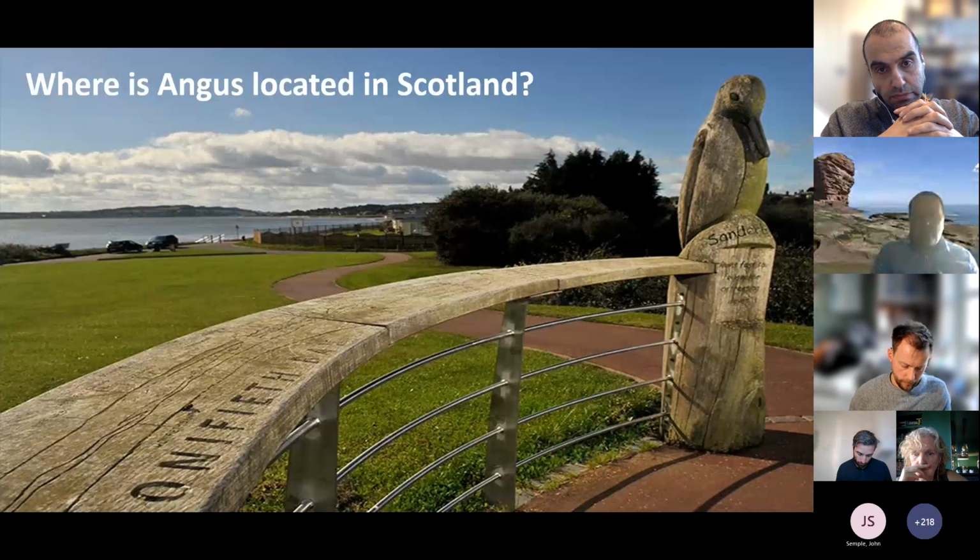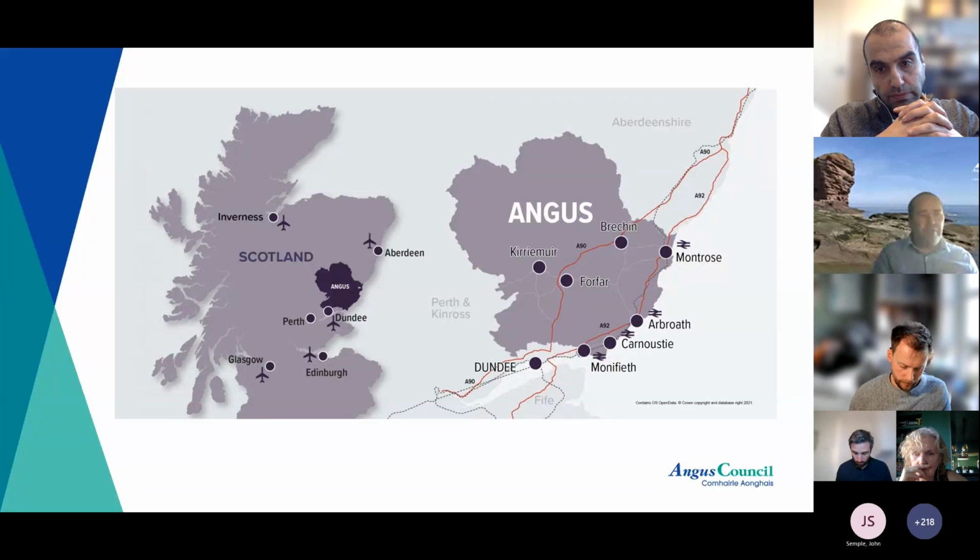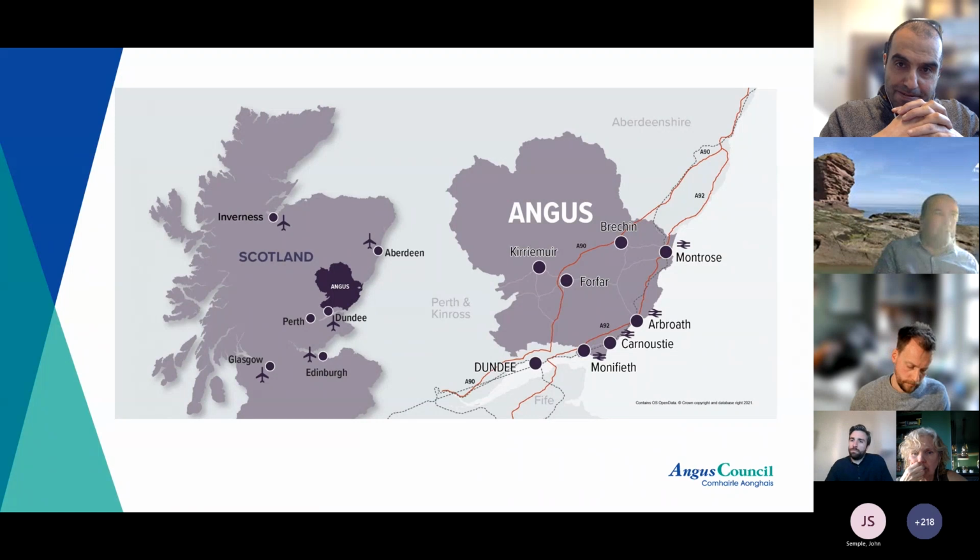For a lot of people who might not know where Angus is, we're located in the northeast of Scotland. We're sandwiched in between Aberdeen City, Aberdeenshire, Perth and Kinross and Dundee, and the Cairngorms National Park is one of our boundaries as well. That shows we're quite well linked with public transport. Sorry about the airport one. It's not really climate change, but it shows you where we are, right slap bang in the northeast of Scotland.